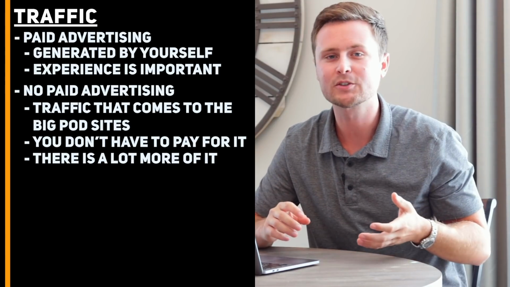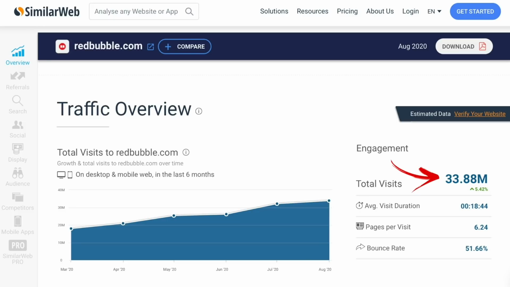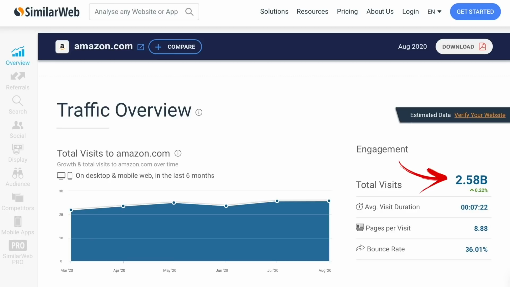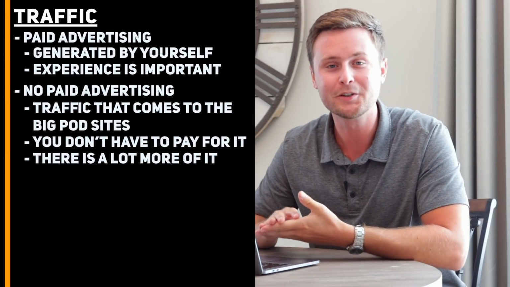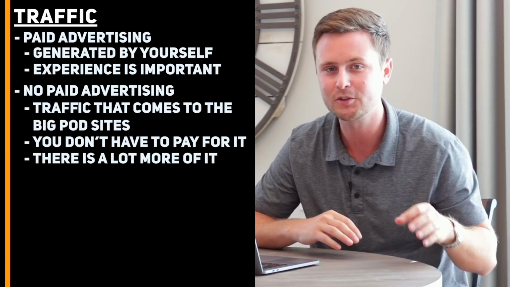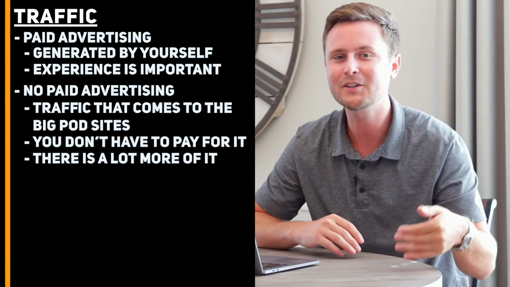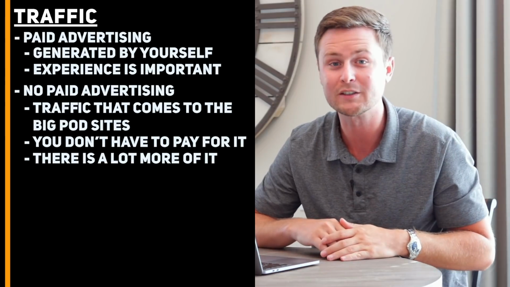To give you real numbers on this, to put it into perspective, Teespring gets roughly 22 million visits to their website per month. Redbubble gets roughly 33 million visits to their website per month. And Amazon, which is Merch by Amazon, gets about 2.5 billion visits to their website every single month. These are real numbers for traffic. If you are paying for your own advertising to get people to view your listings, there's no way that you're going to get near these numbers, the millions or even billions of views every single month.